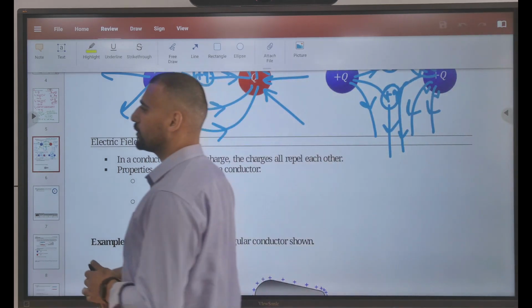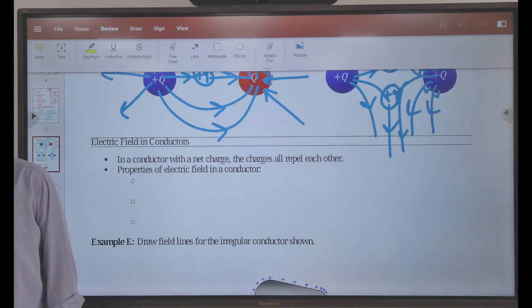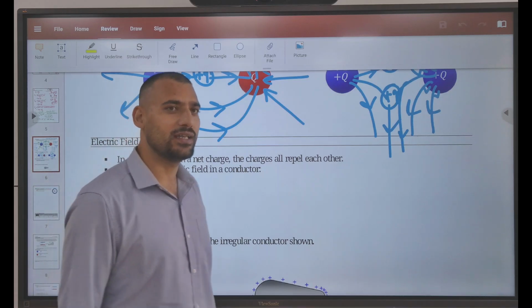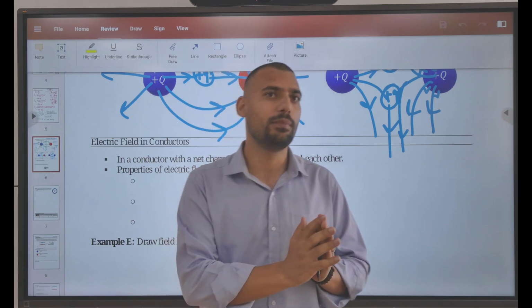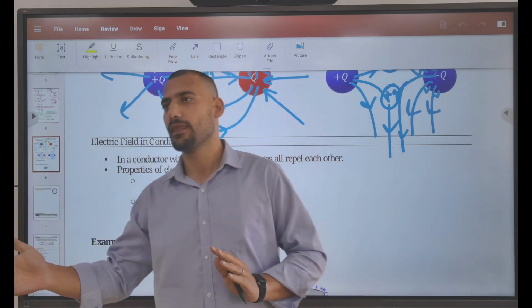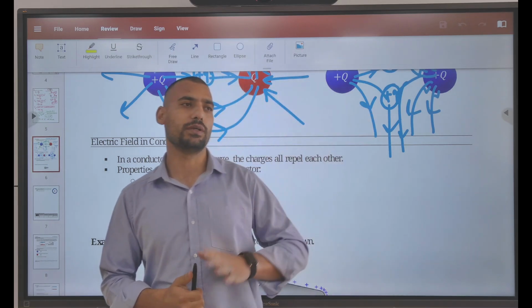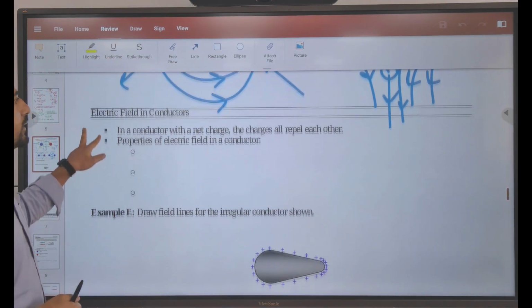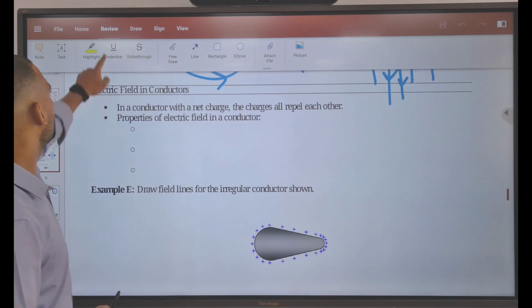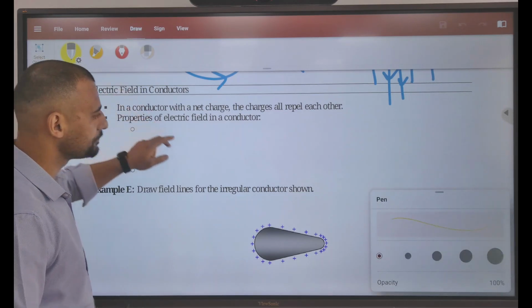Okay guys, so last time we were discussing electric field and electric field lines, and we discussed that these field lines originate from the positive charge, but they terminate at the negative charge, okay? And we discussed various properties of these field lines. Now, some very important concepts about electric field inside conductors.